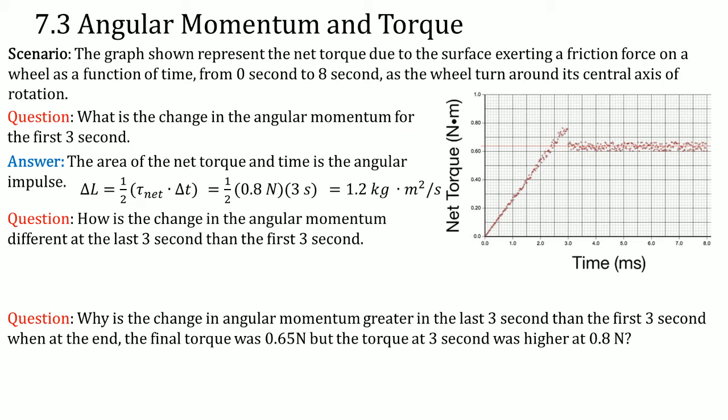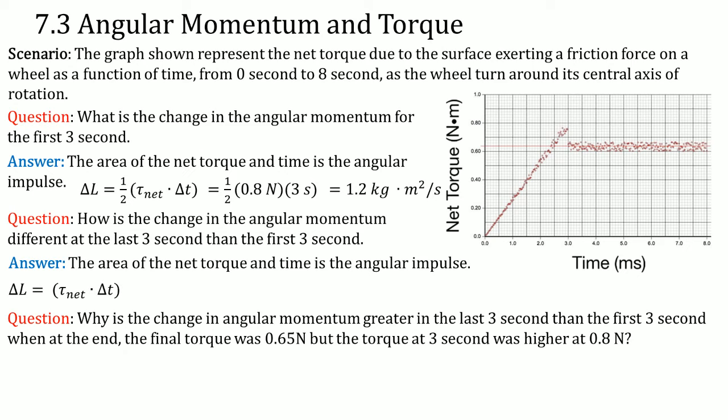Next, how is the change in the angular momentum different at the last 3 seconds than the first 3 seconds? Well, let's calculate the last 3 seconds. What's the angular impulse there? The area under the net torque versus time graph is the angular impulse, like what we said before. But this time it is a rectangle because it looks at the last 3 seconds. So it was 1 second, 2 seconds, 3 seconds. So we're looking at this area.